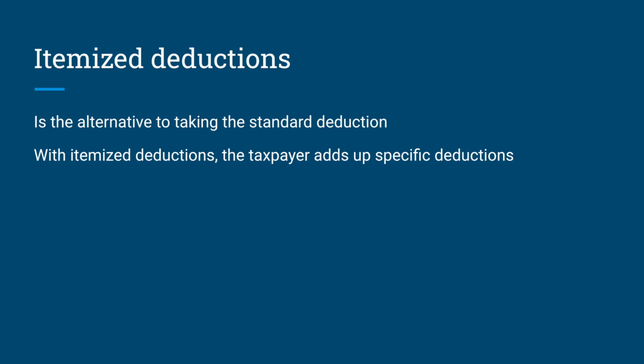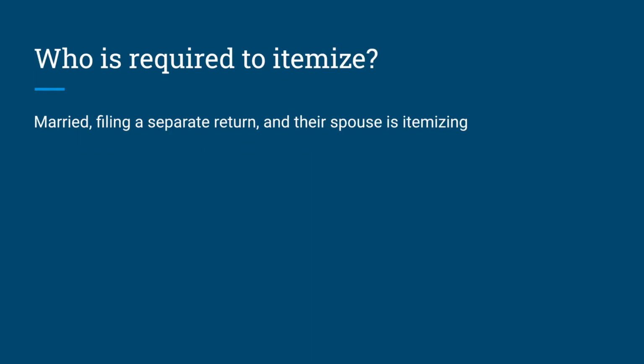And taxpayers should only itemize if it provides a higher refund for them than the standard deduction would, unless they are legally required to itemize their deductions. And so who is required legally to itemize? Well, there are a few scenarios where you are legally required to itemize that you can find in Publication 4012, but the most common one that we see is that the taxpayer is married and they are filing a separate return and their spouse chooses to itemize.